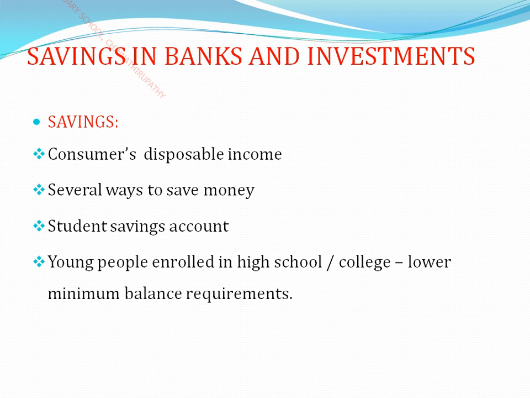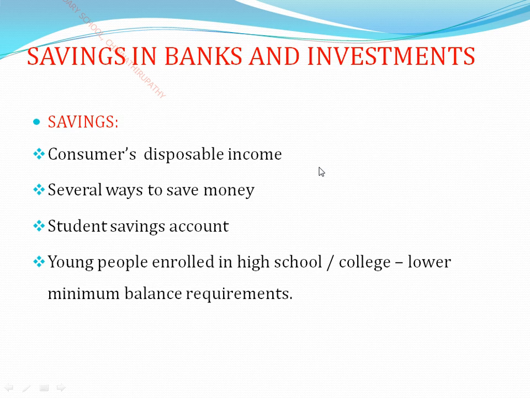It is called savings in banks and investment. Already you know the meaning of savings and investment. Okay, see here, children, savings: the remaining amount of the consumer's disposable income, what he needs after disposing of his income, the remaining amount is called savings. There are various ways to save money. Savings are defined as a part of the consumer's disposable income which is not used for current consumption. At present, it is not used by the person, but rather kept aside for future use. It is called savings.